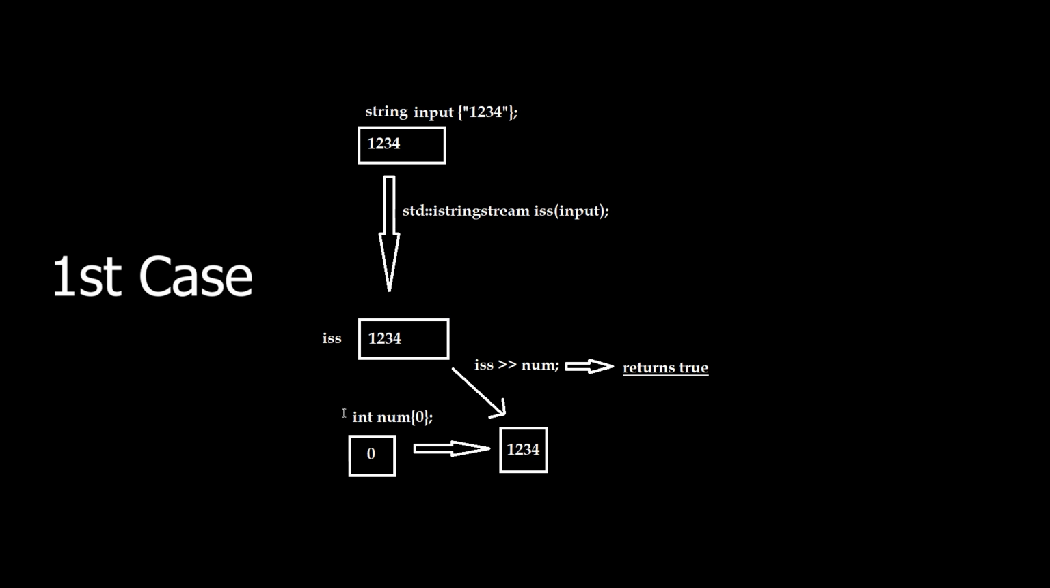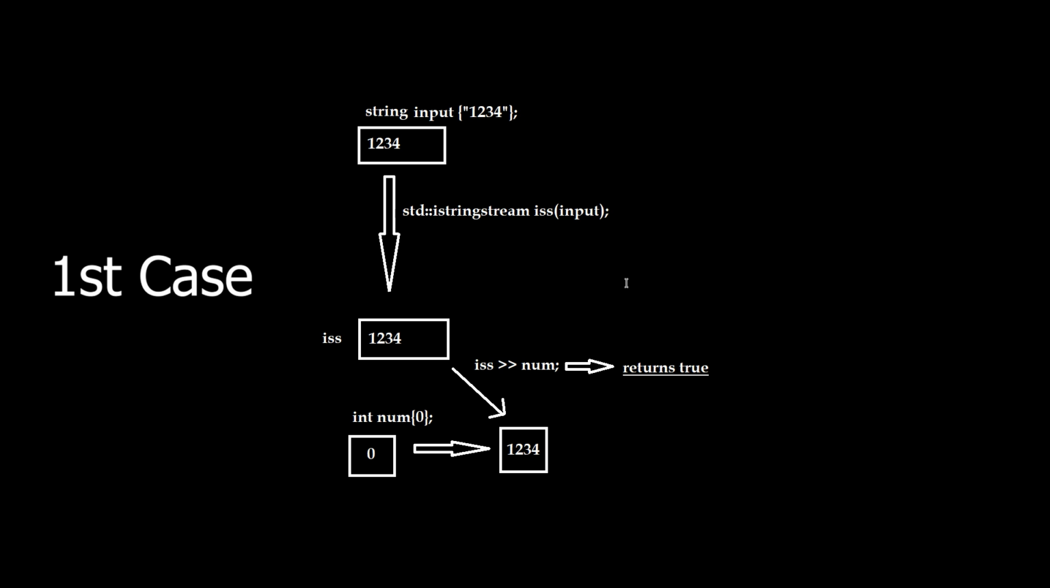Now on the other hand, we have another variable which is an integer, and we've named it num, and we've initialized it to 0. And as you can see, the value 0 is stored inside of this variable. Now the interesting part about string streams is that you can basically inject values into other variables. So if we, for example, do iss into num, our num variable is going to take 1 2 3 4 and store that value inside itself, and it's going to return true. This is one case for our string input.